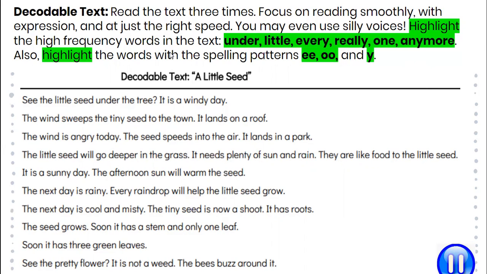Highlight the high frequency words in the text. Under, little, every, really, one, anymore. Also, highlight the words with the spelling patterns for the week. EE says E, OO says oo, and the Y in this cycle says E.